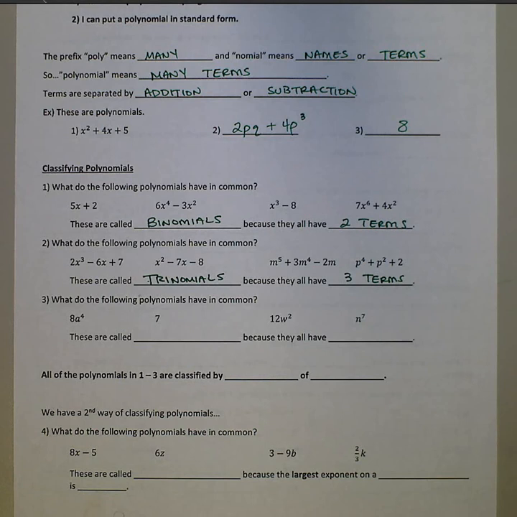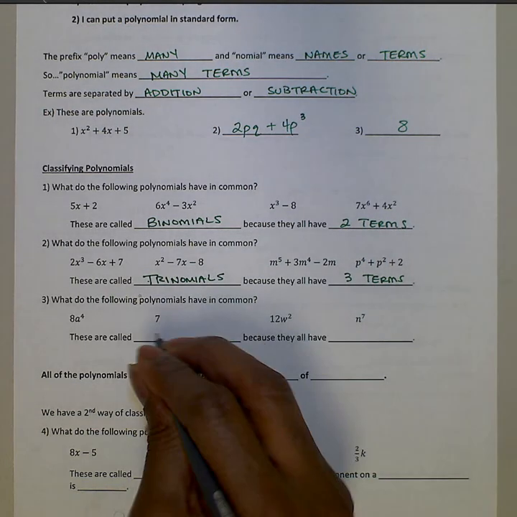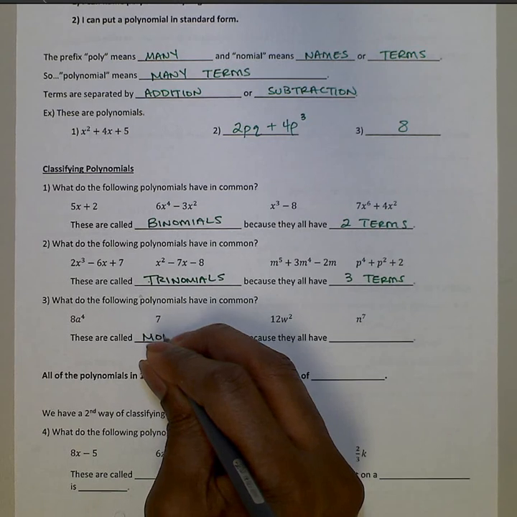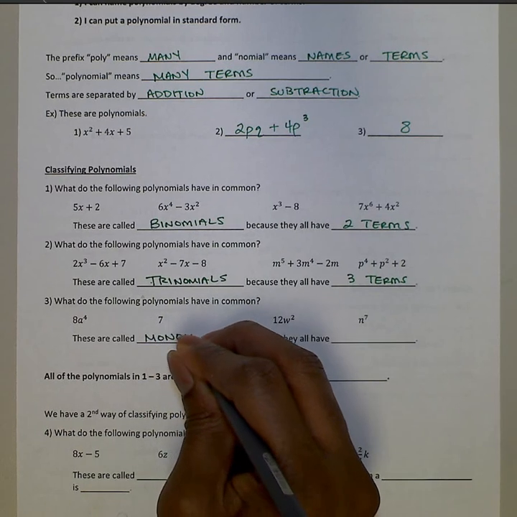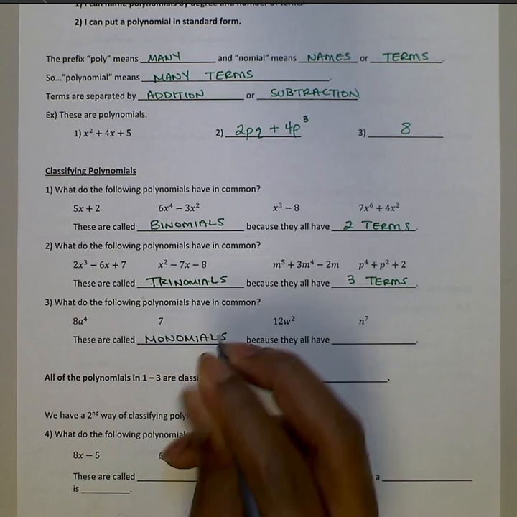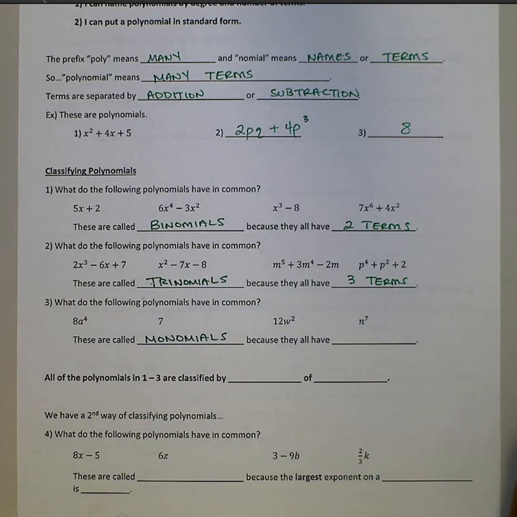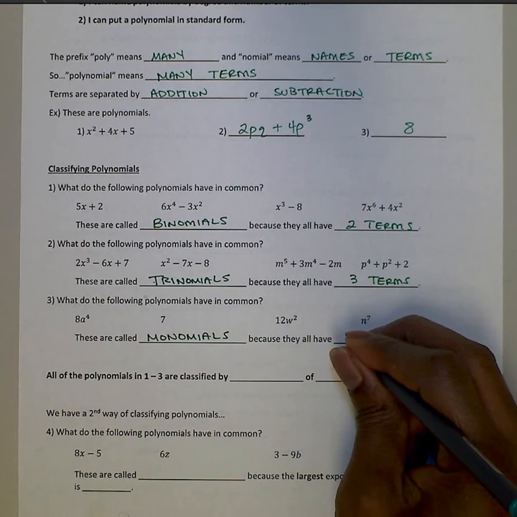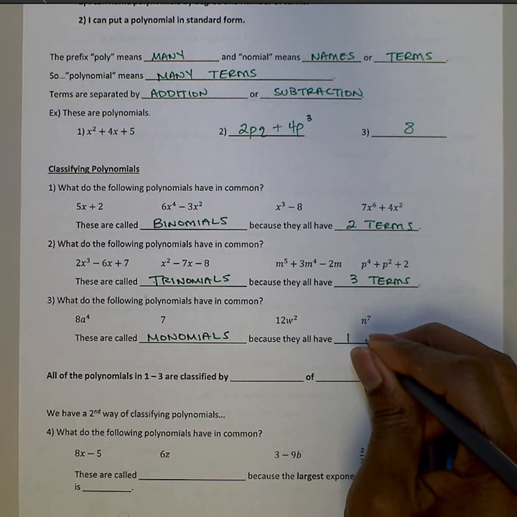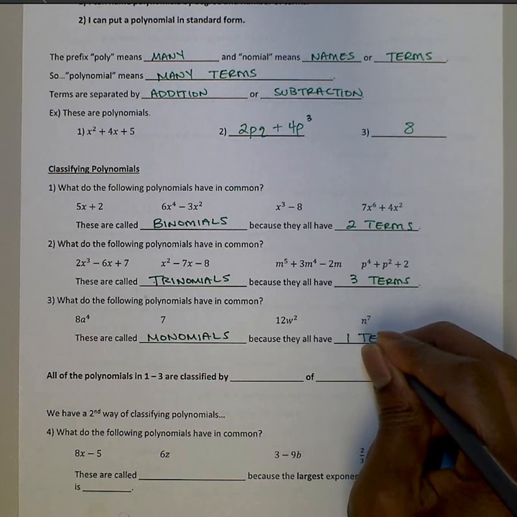Okay? 8a to the 4th, 7, 12w squared, into the 7th. Okay, there's no addition, no subtraction in these. There's only what we call these monomials. Monomials. Okay, mono meaning one, monopoly, monocle, monogamy. Okay.